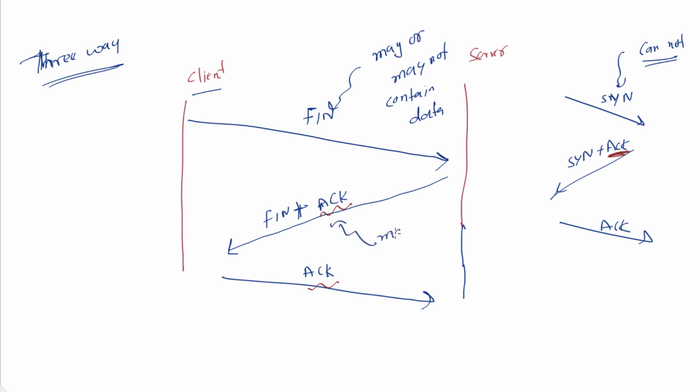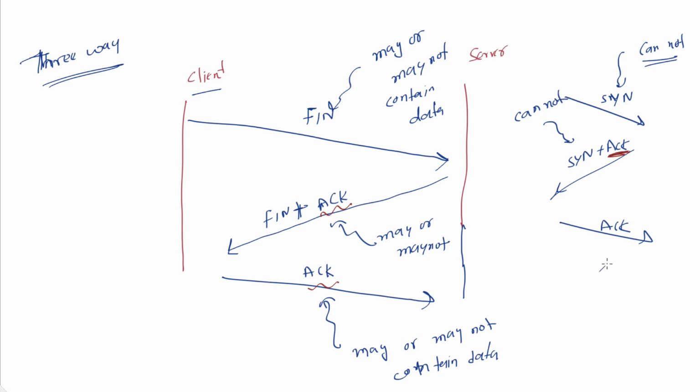Similarly, it may or may not contain the data. Similarly, here also it may be piggybacked or may not be piggybacked, which means it may or may not contain the data, right? But earlier it cannot, it also cannot. Now in the last case also you can say may or may not. So see, this is just a connection establishment phase. That's why I'm saying cannot.